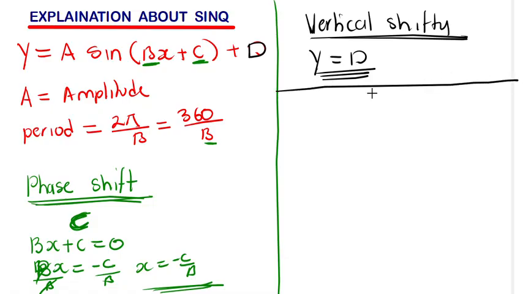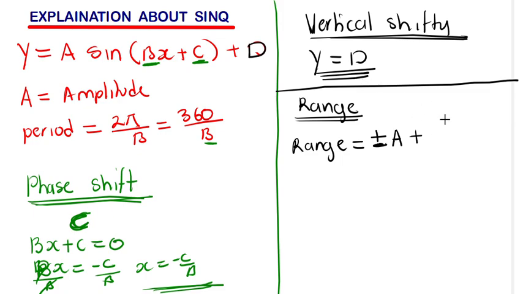Now, we also calculate what we call the range. The question is, how do we calculate this range? We calculate the range by saying range is equal to positive or negative amplitude plus the vertical shift. So that is how we calculate the range.